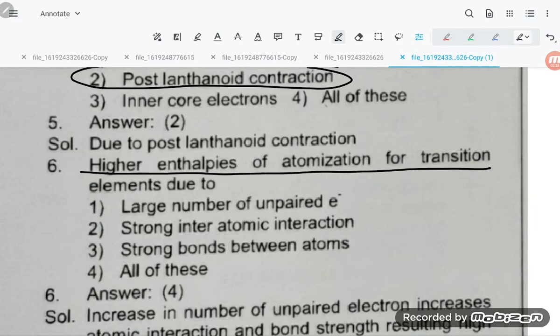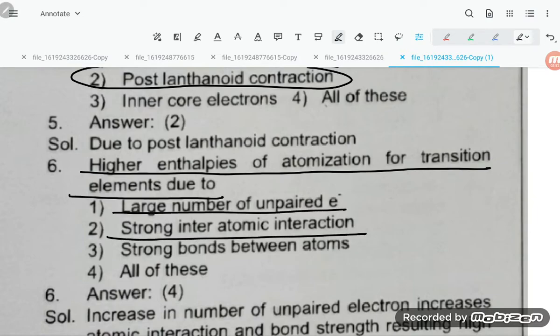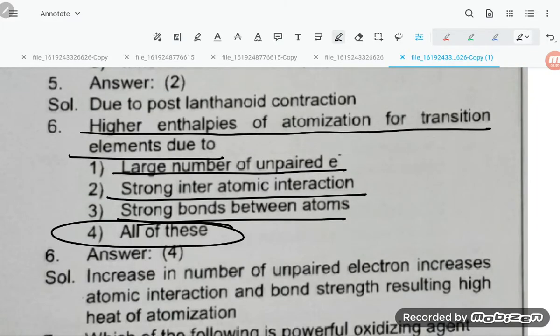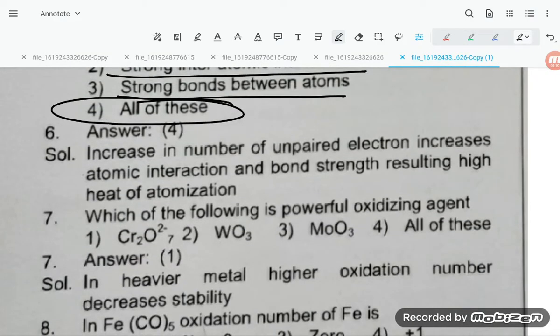The question is: higher enthalpy of atomization of transition elements is due to what? It is because of the large number of unpaired electrons, strong interatomic interactions, and strong bonds between atoms. So the correct option is all of these, students. High enthalpy of atomization of transition elements is due to the large number of unpaired electrons, strong interatomic interaction and strong bonds between atoms. So the correct option is option number 4.